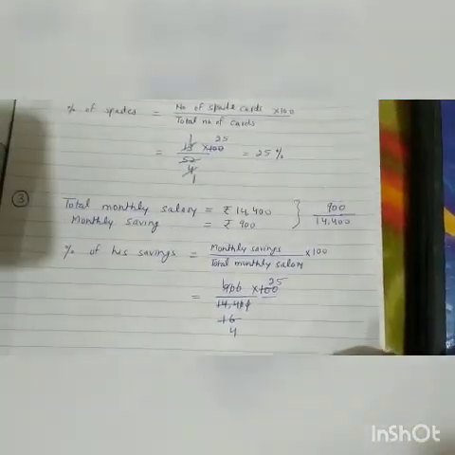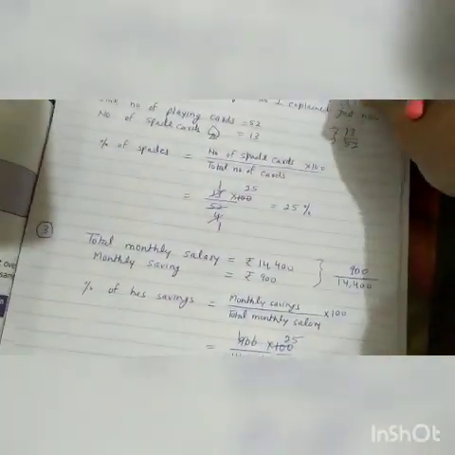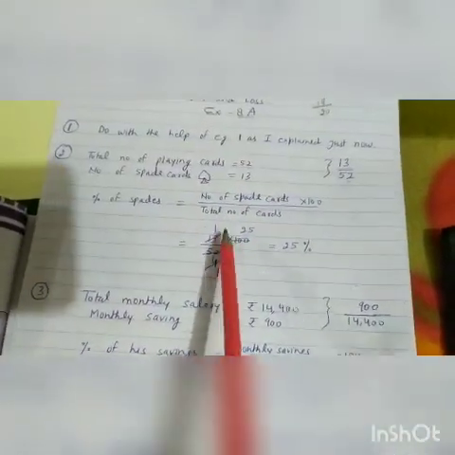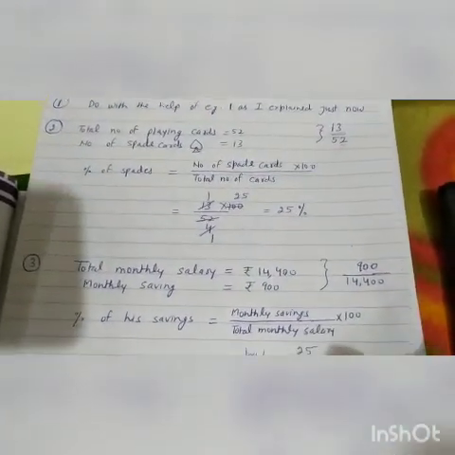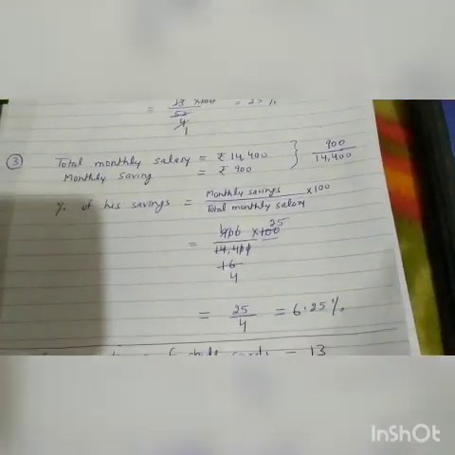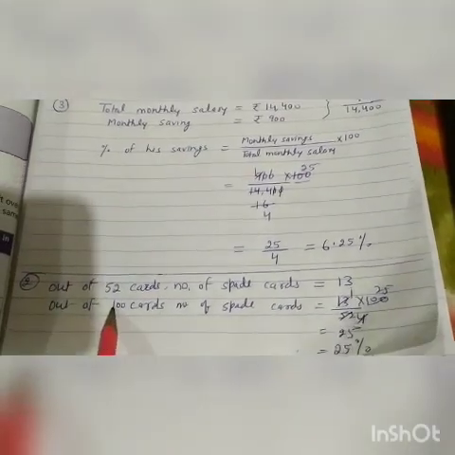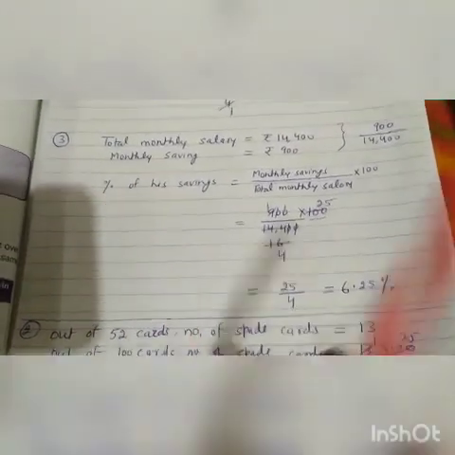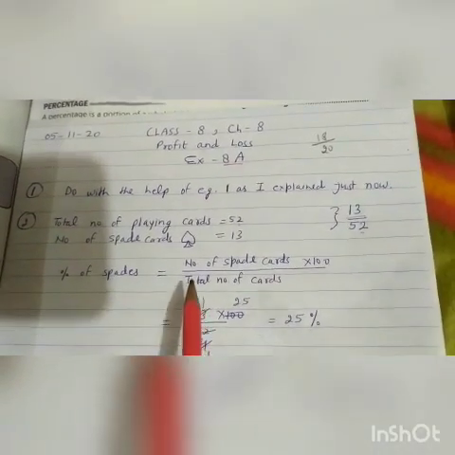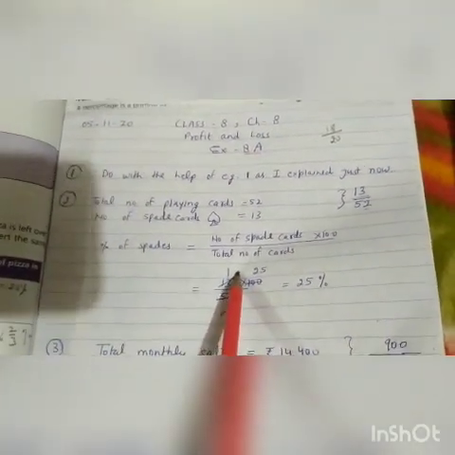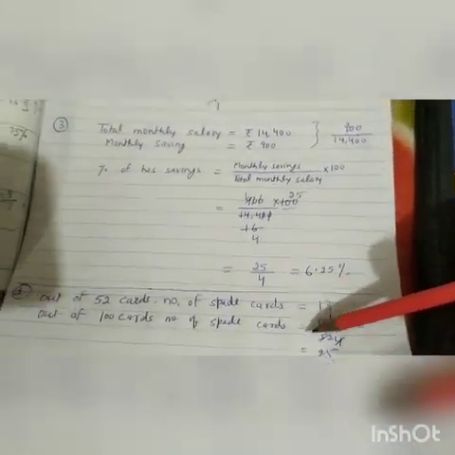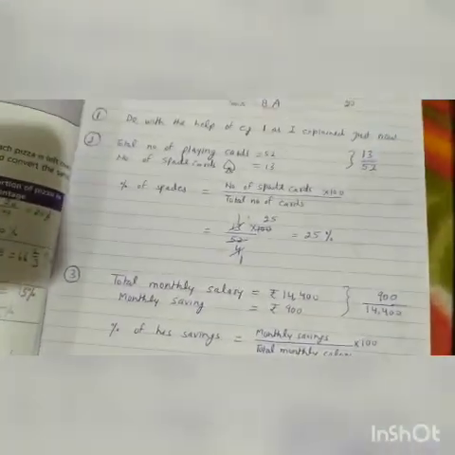So students, you have to do this method in your notebook, not this method. This method is only to explain to you. Do not do this method. Clear? You will do only this method in your notebook. Now you are in 8th standard. This method is for 5th standard. Next question.